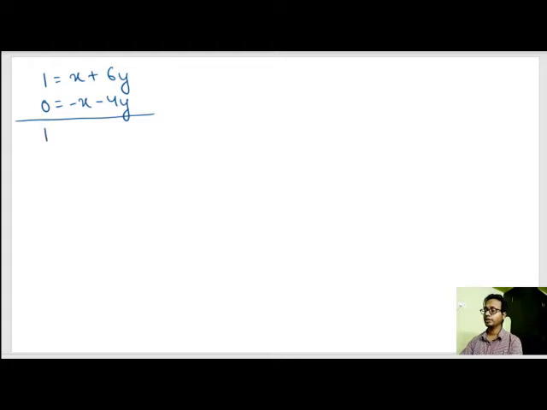1 plus 0 is equal to 1. Minus x plus x gets cancelled. 6y minus 4y is equal to 2y, or y is equal to 1 by 2. Now from m we know that y is equal to z. Therefore, z is also equal to 1 by 2. Okay, y is equal to 1 by 2 and z is equal to 1 by 2.